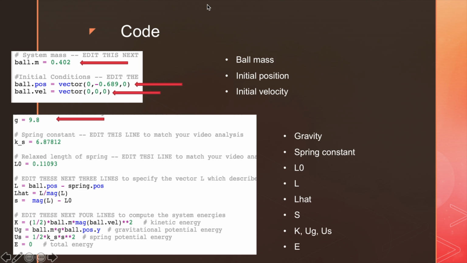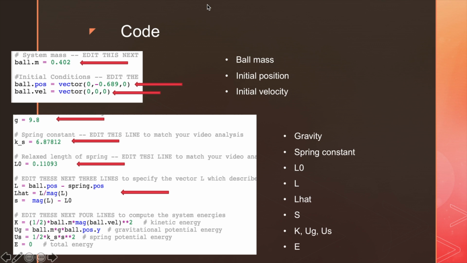Next, I entered the acceleration due to gravity as well as the spring constant and resting length we previously calculated. Next was the vector L, which describes the length and direction of the spring, found by subtracting the spring position from the mass position. The direction of L, or L hat, is then L divided by the magnitude of L, and S is the length of the stretched spring minus its initial length.